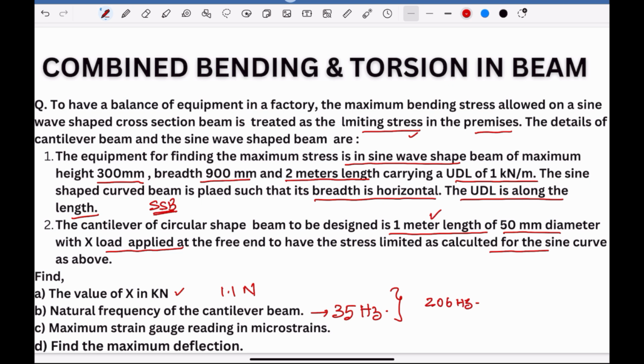The question in the examination can be like this: under what conditions does the self weight have to be taken into calculations? The condition is that if the self weight is significantly higher than the applied load, or the applied load is significantly lesser than the self load, then self weight has to be taken into consideration while calculating the stresses in the beams.